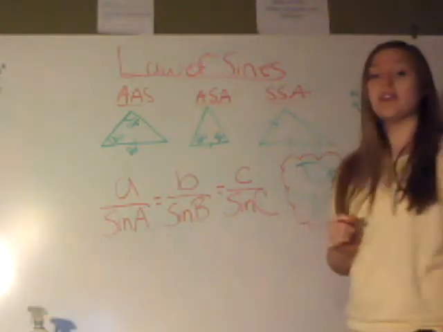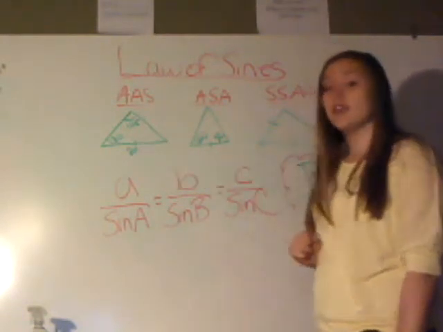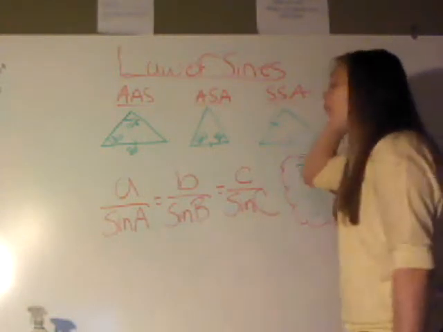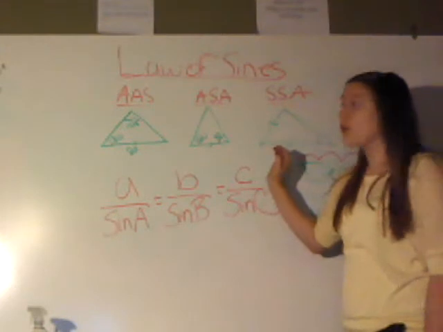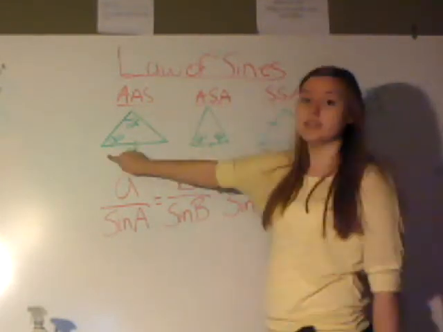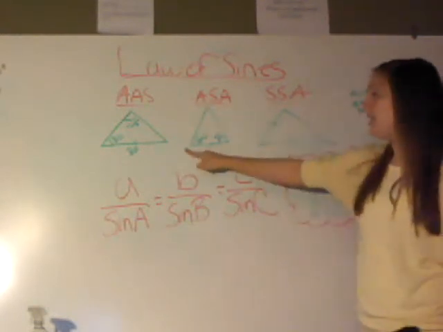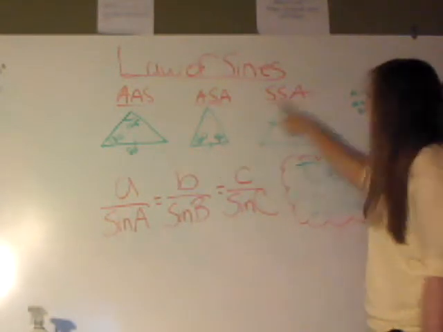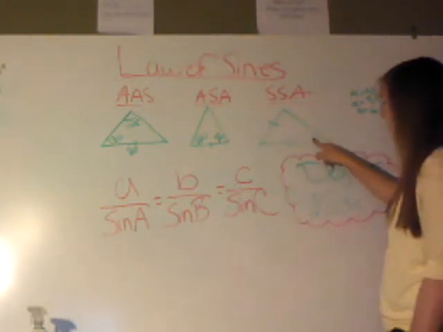In law of sines, you are trying to find every angle and side in an oblique triangle, which is a triangle without any right angles. First, the three cases you would use with law of sines are angle, angle, side, where you know two angles and a side. Angle, side, angle, which is an angle, a side, and then another angle to encase the side. And then side, side, angle, where we know two sides and an angle.